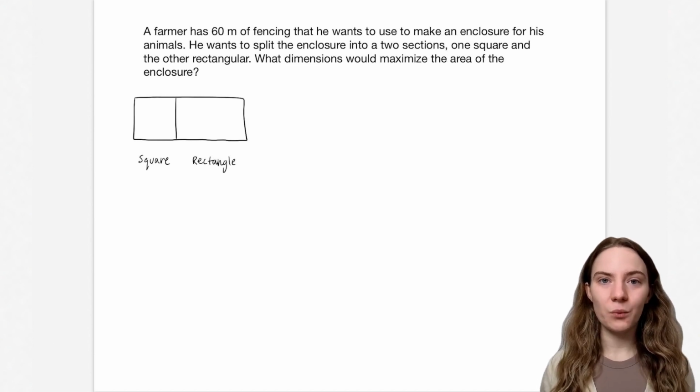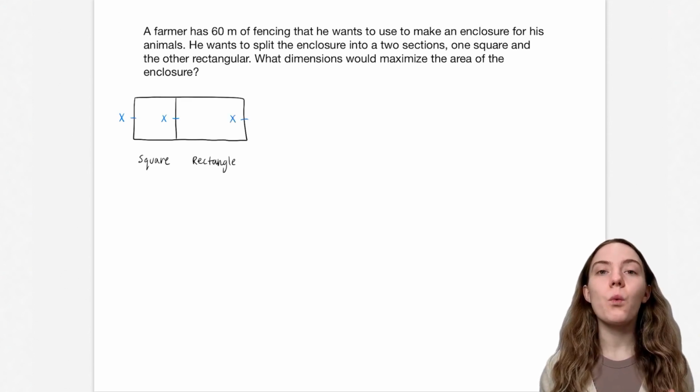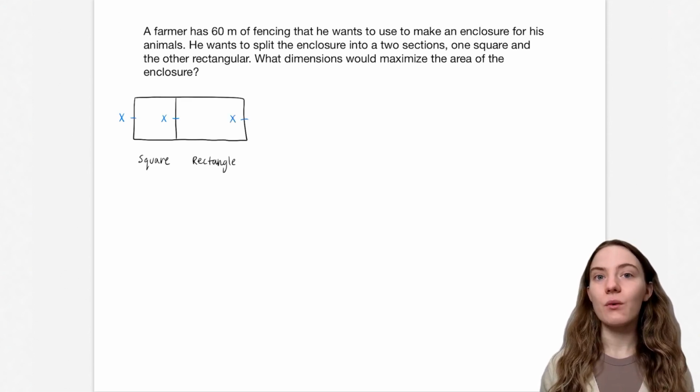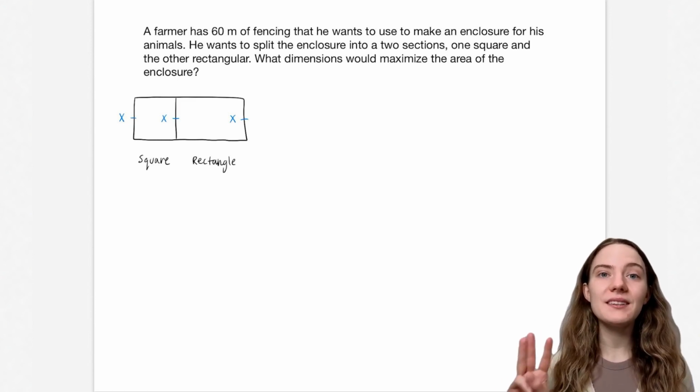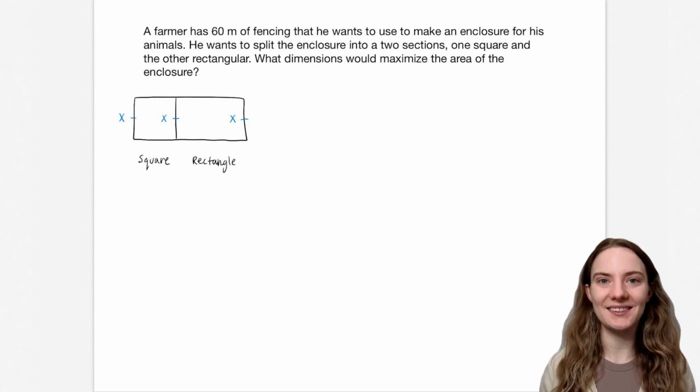Now, whenever I face a word problem, I try to visualize it. So let's draw the enclosure. Let's start with the width of the enclosure. We can call that x. And notice we have three sides that we can label x.